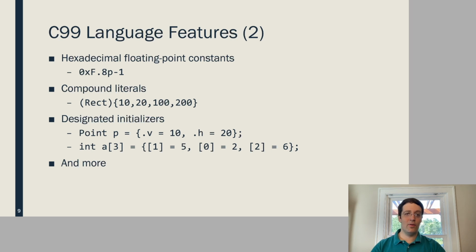And that just allows you to explicitly see which elements you're initializing, and also it means they don't have to be in order. And you can actually see that in the other example for initializing an array, where you initialize element 1, then element 0, then element 2. So as you can see, they aren't going in order. And those are just some of the C99 features. Obviously, there are a number of others that I don't have time to get into here.